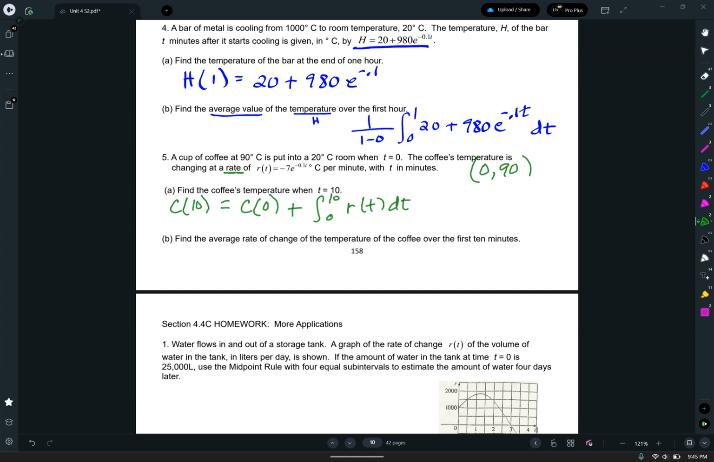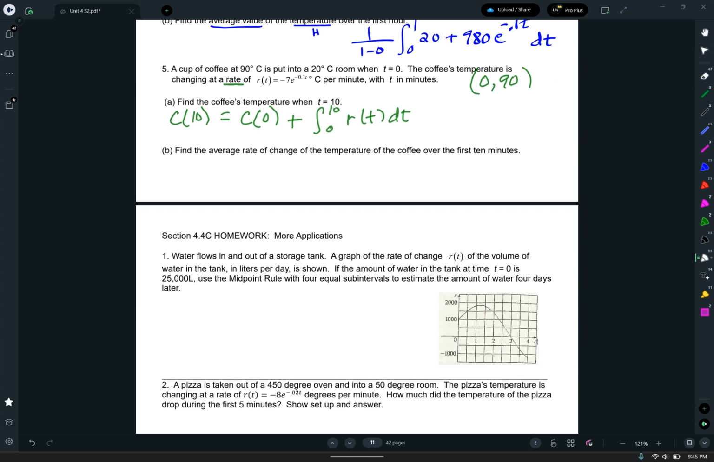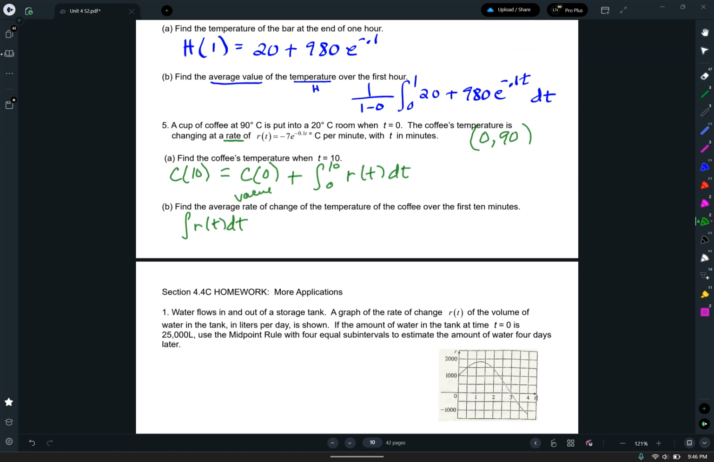Okay, letter B says, find the average rate of change. Now, I want us to do something with this. Based on what we've been talking about, if I want to, I could think of that average rate of change as the average value of the rate of change. If I think of it that way, whatever I want the average value of is what I'm integrating. So if I want the average value of the rate, I'm going to be integrating the rate function, right? Let's see, over the first 10 minutes. On this one, since T is in minutes, the first 10 minutes would be from 0 to 10. So it's going to be 1 over 10 minus 0, integral from 0 to 10. Okay, so that's one way to find the average rate of change, finding the average value of the rate.